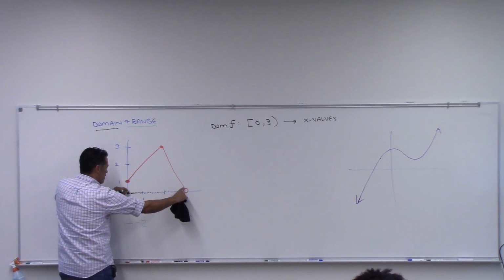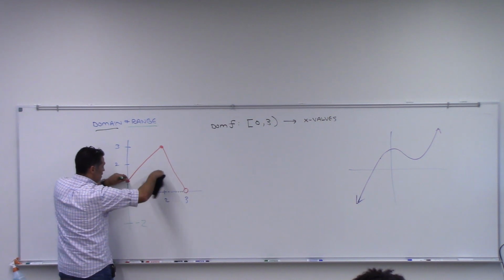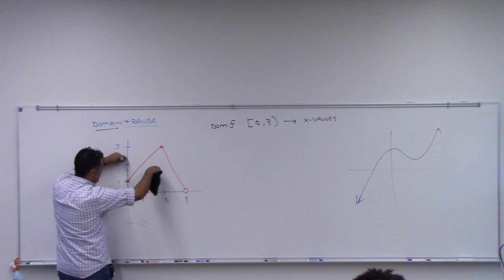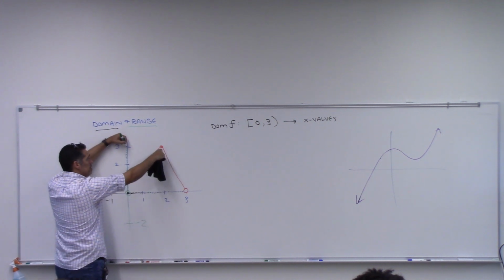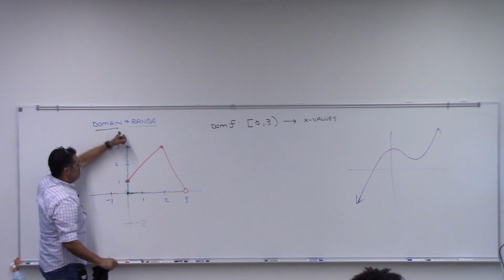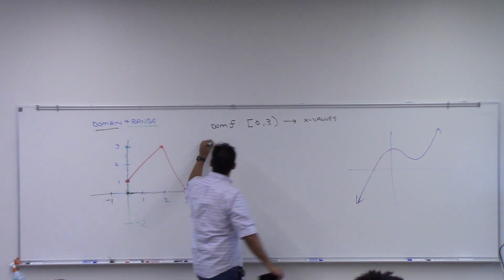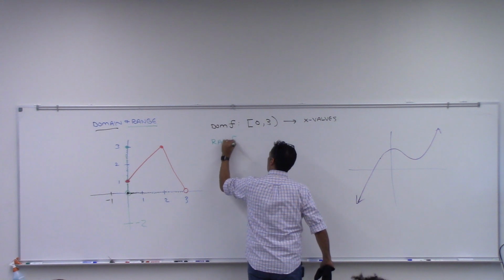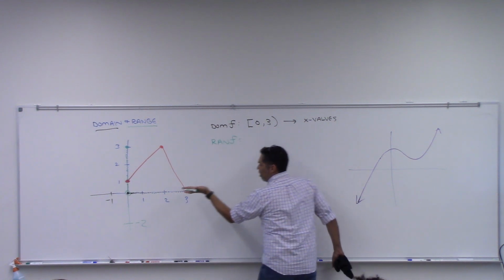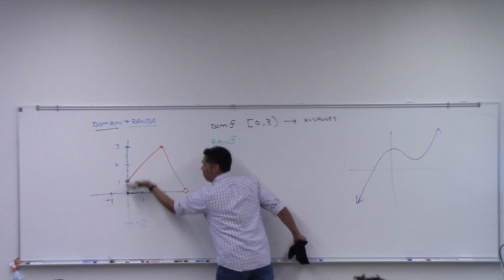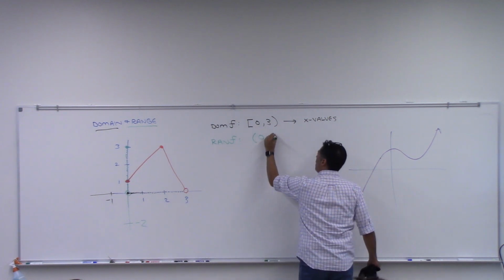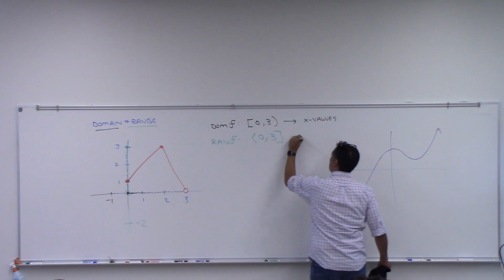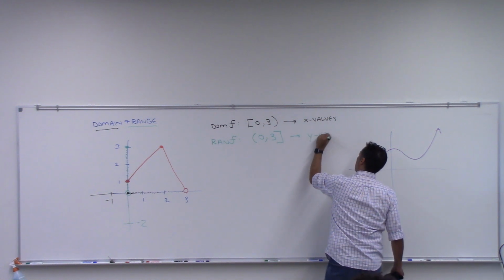Yes, there's a y value here. There's y values this whole time, right? Until I get to 3. Now, does the function ever achieve the value of 3? Yes, so it's a solid dot. So my range, which we put RAN of f, where did it start? 0 to 3. Do I include 0? No. Do I include 3? Yes. Remember, these are your y values that come out.